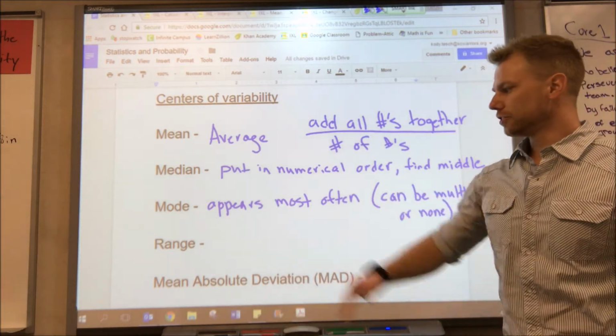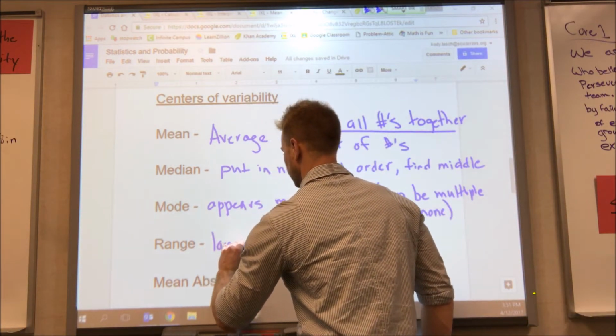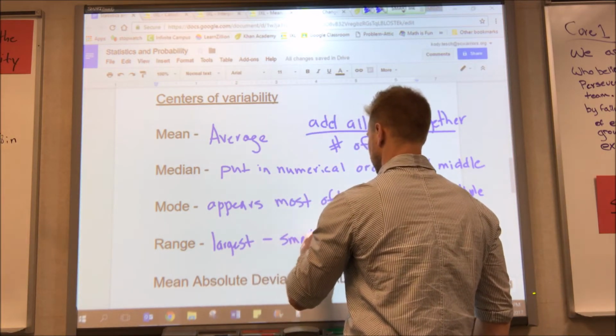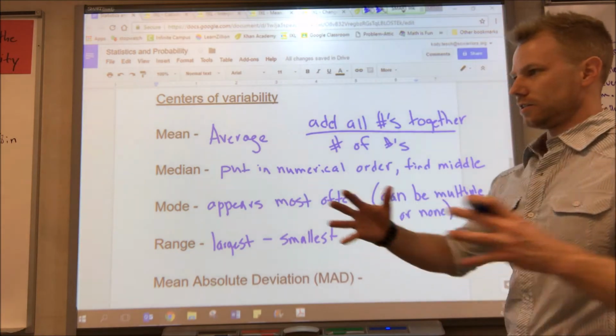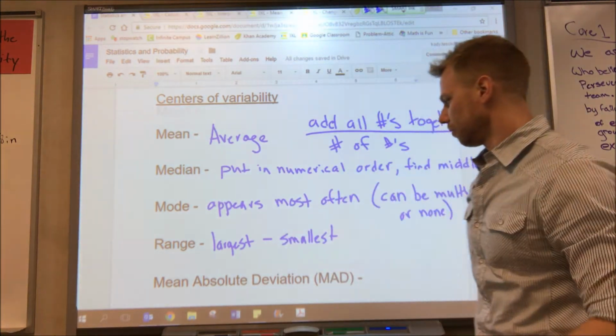Okay? Range is taking the largest number minus the smallest. So what is the span of numbers from the smallest to the biggest? How far does it go?